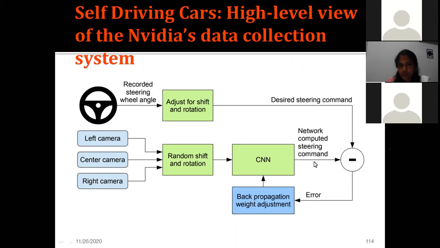What is the reference for us? The reference is the desired steering command. So based on our discussion, what is the target output? Desired steering command. And the actual output is the network computed steering command. Calculate the error and update the weights using the backpropagation algorithm.